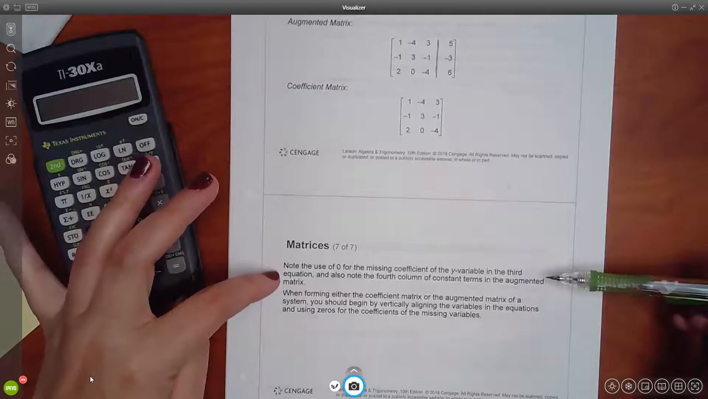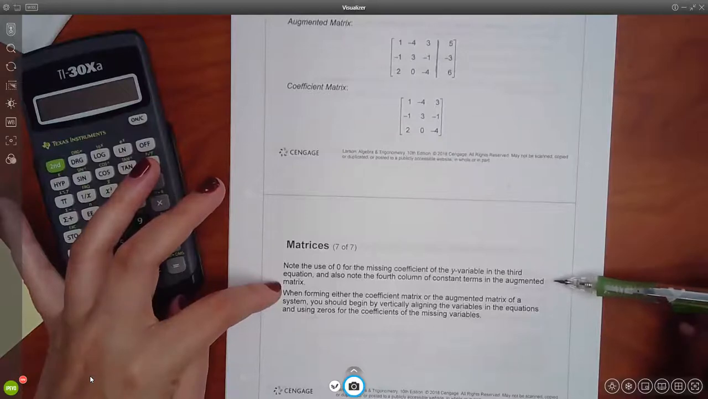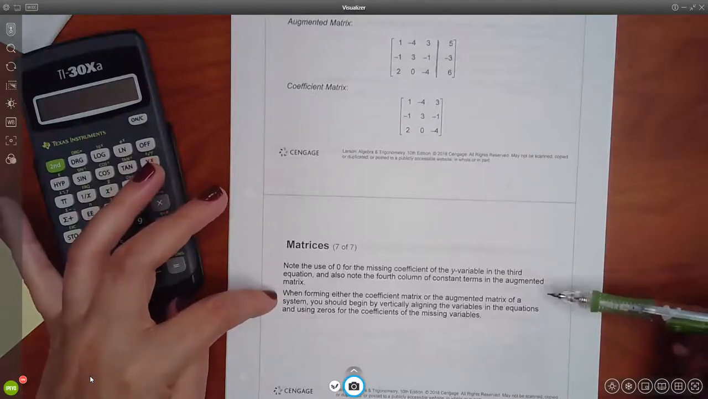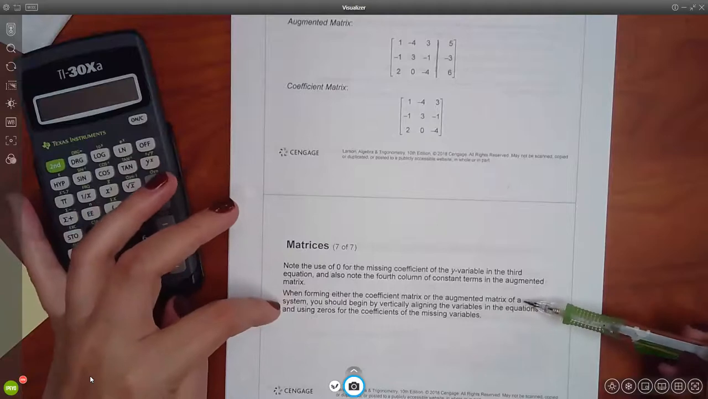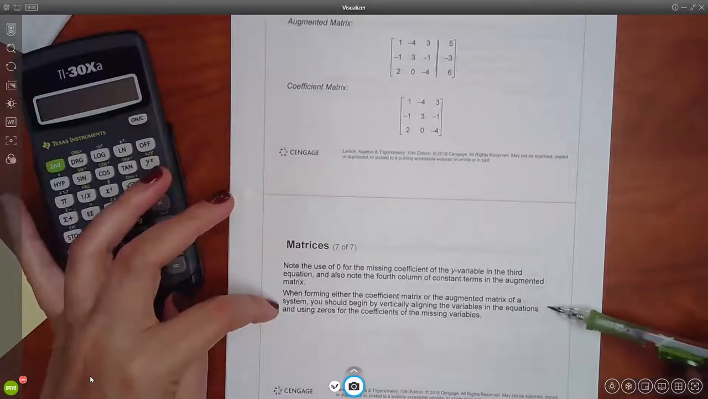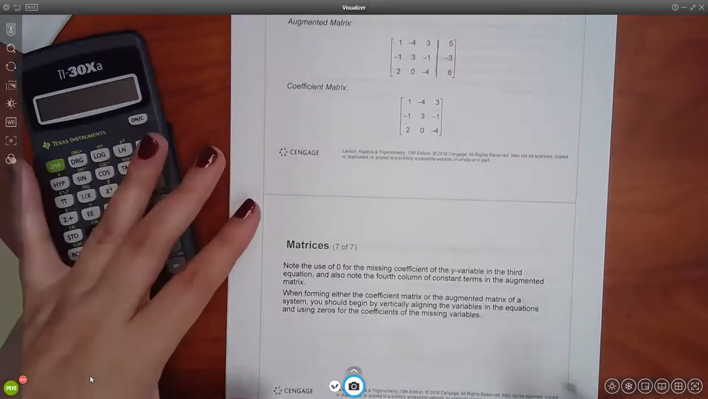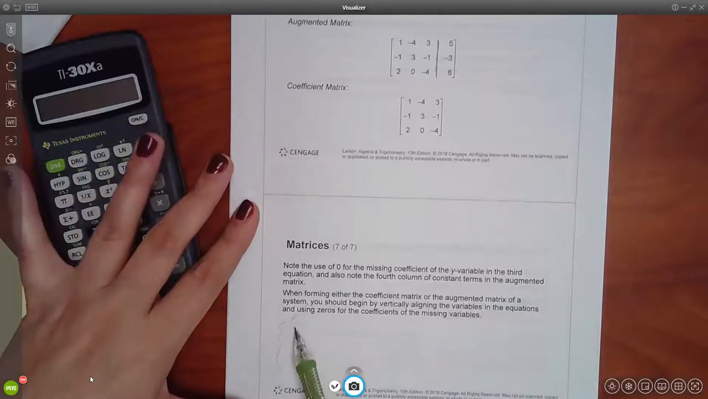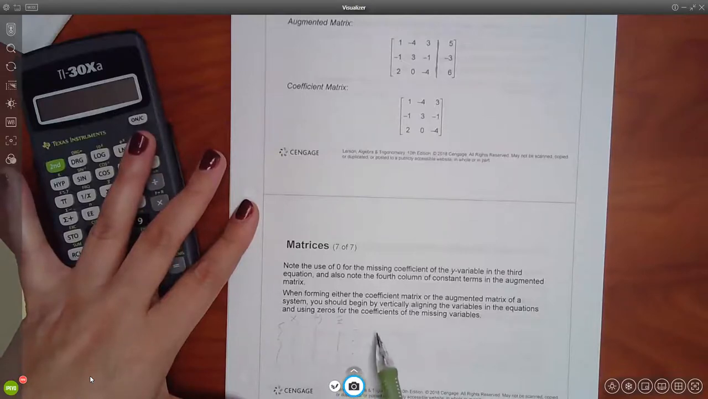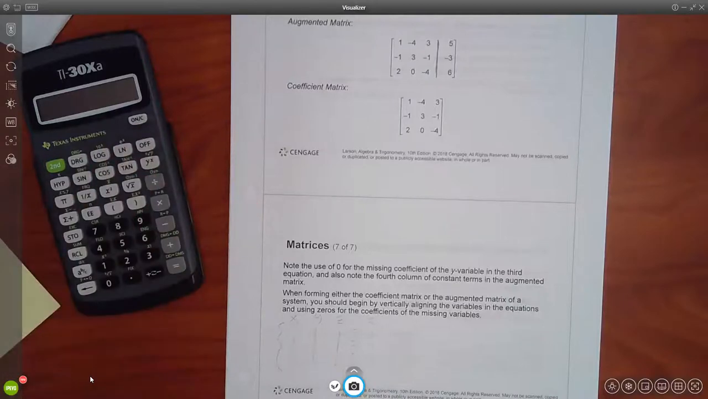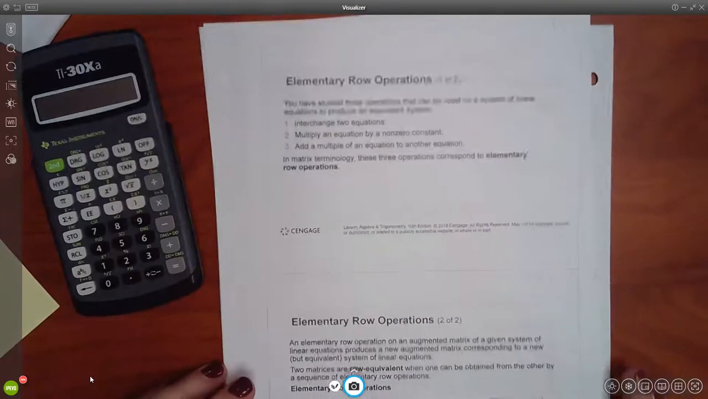It says, note the use of 0 for the missing coefficient of the y variable in the third equation. And also note the fourth column of constant terms in the augmented matrix. When forming either the coefficient matrix or the augmented matrix of a system, you should begin by vertically aligning all the variables in the equations and using zeros for the coefficients of the missing variables. I already mentioned that, right? When you have your equations, you need to have all the x's, all the y's, all the z's, then your equal signs, and then your constants. They have to look like that in order for you to put it in the matrix. If they don't, you might have to mess around with them a little bit.